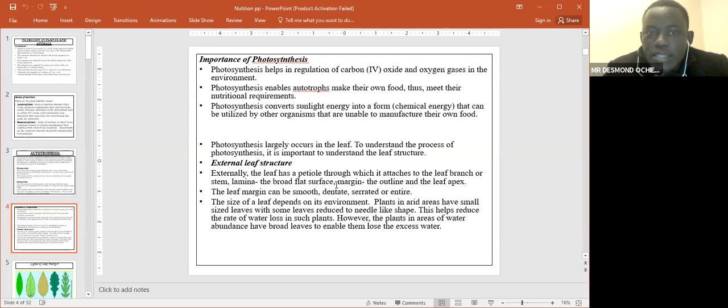So that is why we are saying that photosynthesis enables autotrophs to make their own food, and therefore they are able to meet the nutritional requirements.